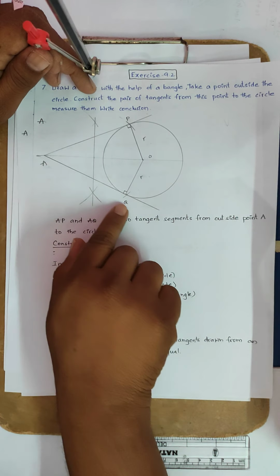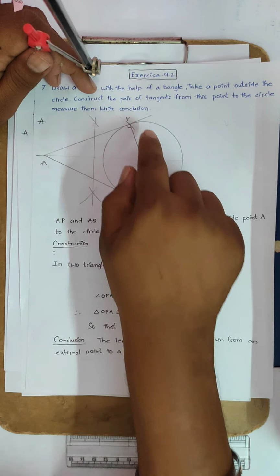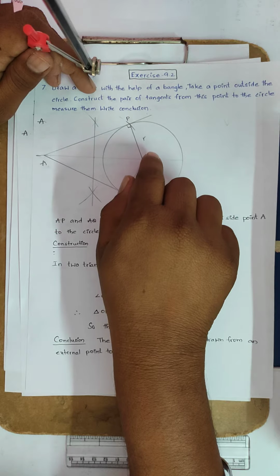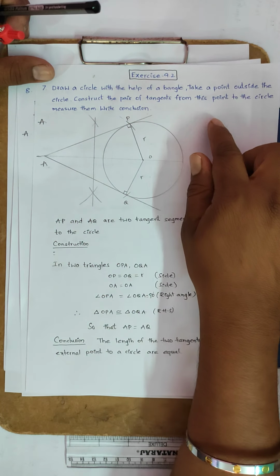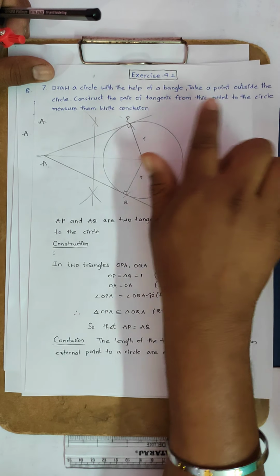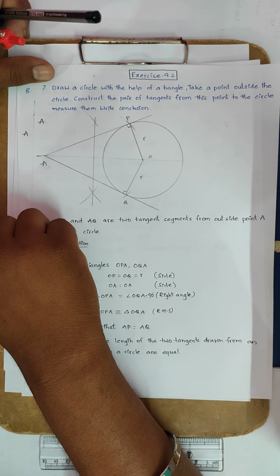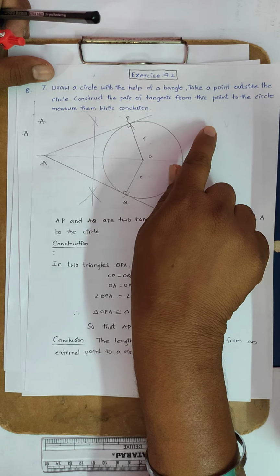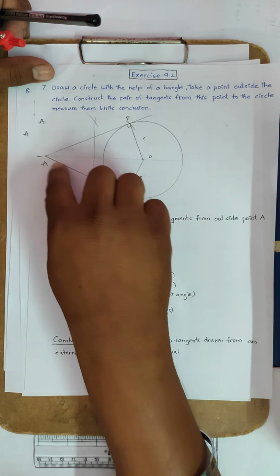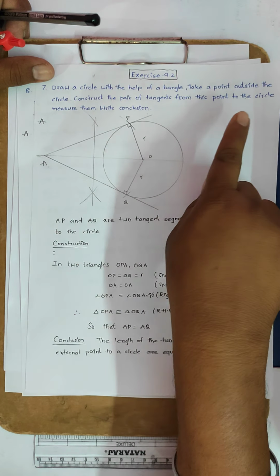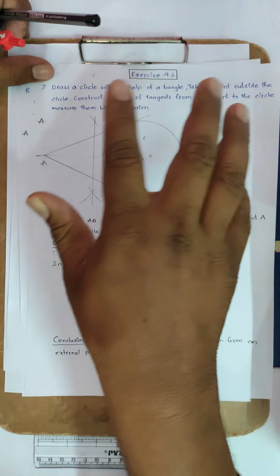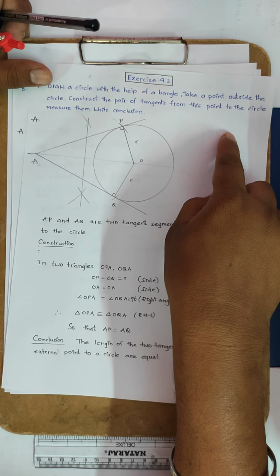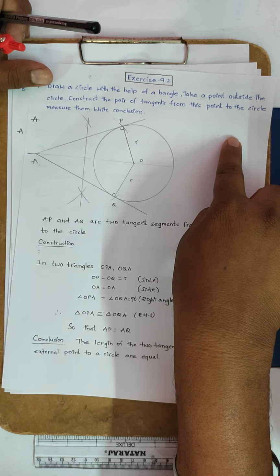Understood? Then easily we can draw AQ, AP, then Q to O, O to P. Now the question: draw a circle with the help of a bangle. Take one point outside the circle. Construct the pair of tangents. Simply take the scale and construct the two tangents from this point to the circle, measure them, and write the conclusion. The question asked us to draw a circle with the help of a bangle.